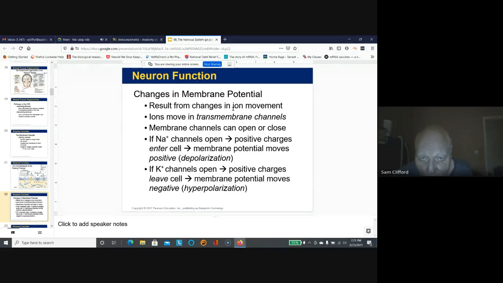So the membrane potential changes when ions move. They go through channels. The channels can be opened at different times to form a wave of change in the amount of sodium in the cell and the amount of potassium outside, and that's how we're going to make a nerve impulse.